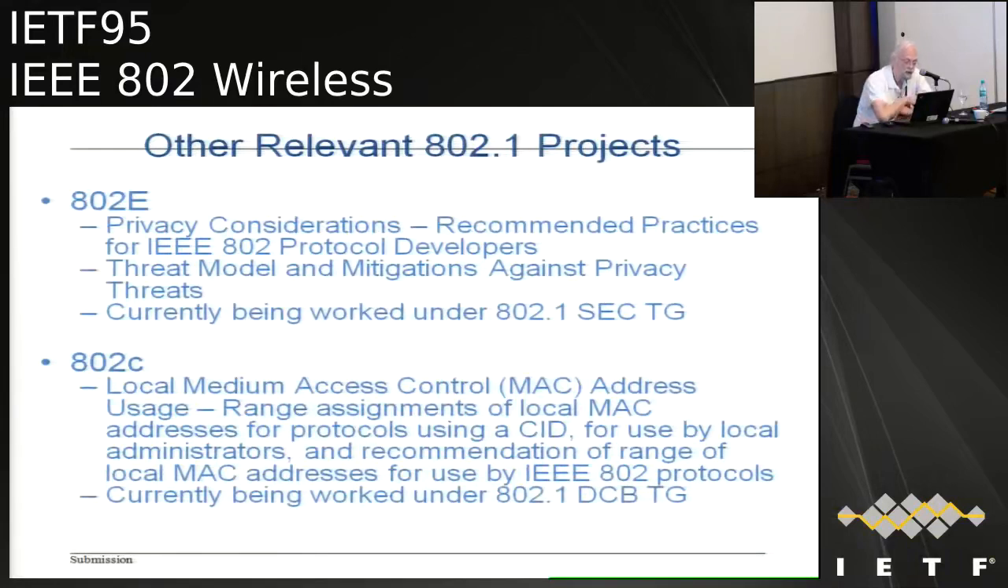And lastly, this is what JC wanted me to present: the range assignments for local MAC addresses idea, which is being worked on under the 802.1 DCB task group. And DCB is the data center bridging group. So I think the idea is that there's something about the way that you can do range assignment or pick MAC addresses out of a particular range. I see Pat's going to help me out here.